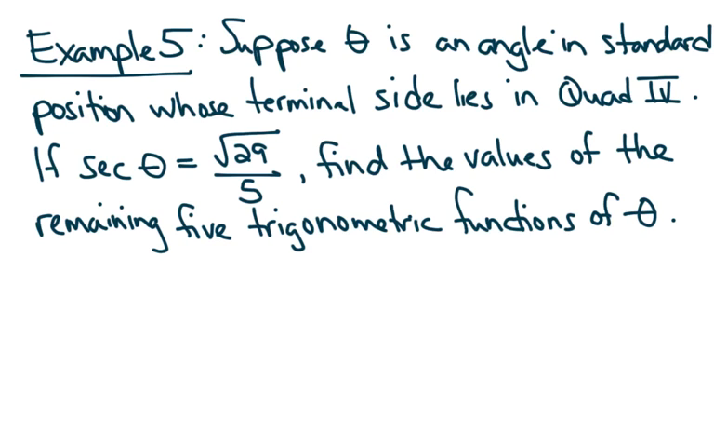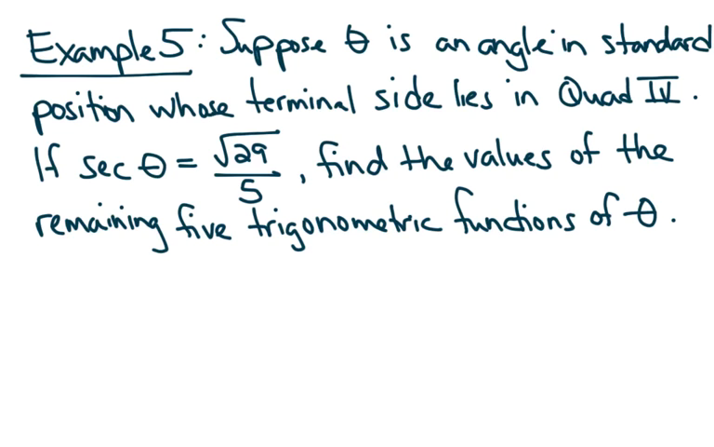So the last problem we're going to work on here, example 5. Suppose theta is an angle in standard position whose terminal side lies in quadrant 4. If the secant of theta is the square root of 29 over 5, find the values of the remaining 5 trigonometric functions of theta. First of all, you should always draw a picture of what quadrant your triangle is going to be in. The hypotenuse of the triangle that we draw is your terminal ray, and one side of the triangle will be on the x-axis.